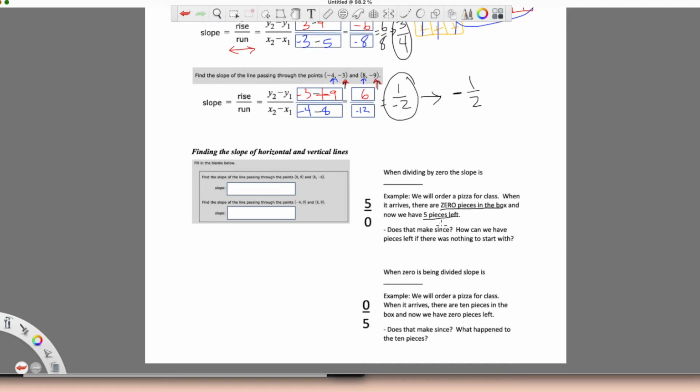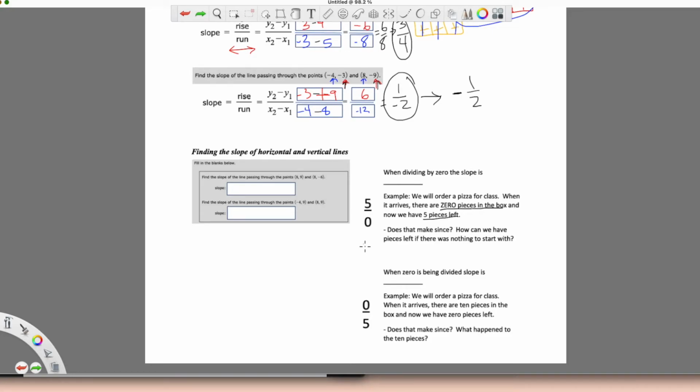Where did they come from? So this is a situation where I had nothing, and now I have something left over. It doesn't make any sense. I can't have something from nothing. And that's exactly what a fraction means.